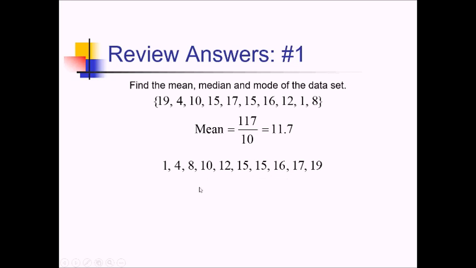So now that we have these in order, to find the middle item or items, we're going to just cross off pairs of numbers on the outer edges of the data. So we'll do 1 and 19 first, and then we've got 4 and 17, and then 8 and 16, and then 10 and 15. Now there's 2 left in the middle.